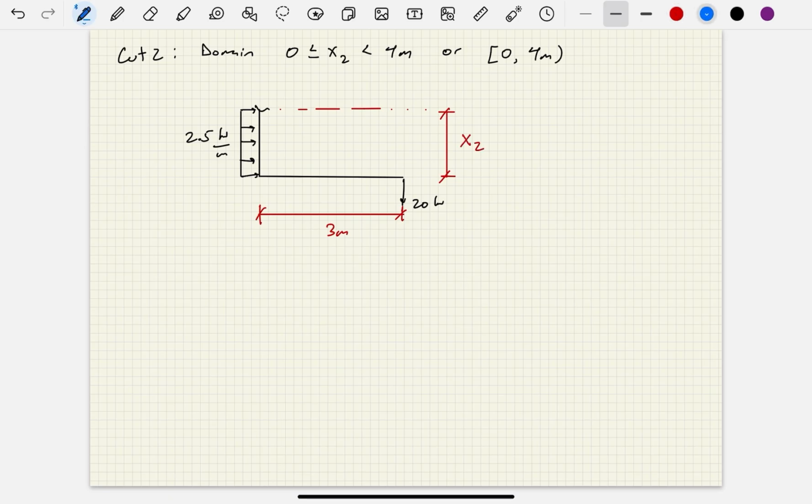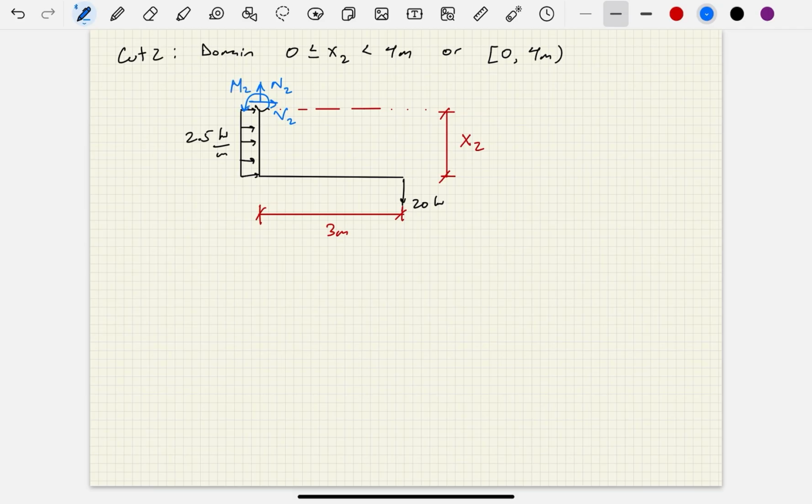And then what's going to become visible at this cut? Well, we're going to have a normal force, which I'm going to call N2. And then we're going to have a shear force, which I'm going to call V2. And then I'm going to have a bending moment, M2.